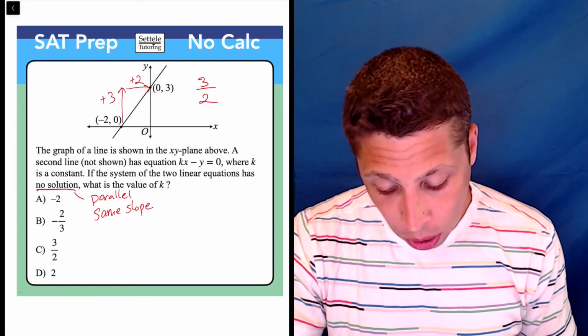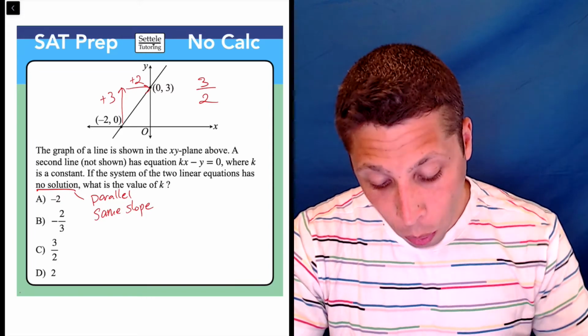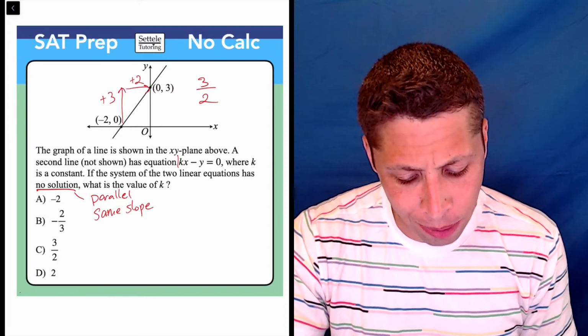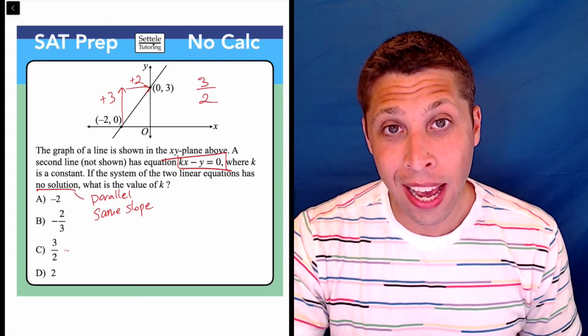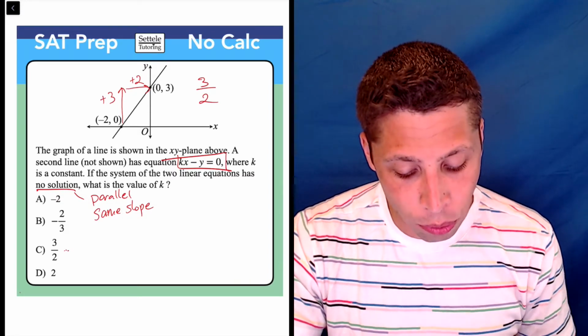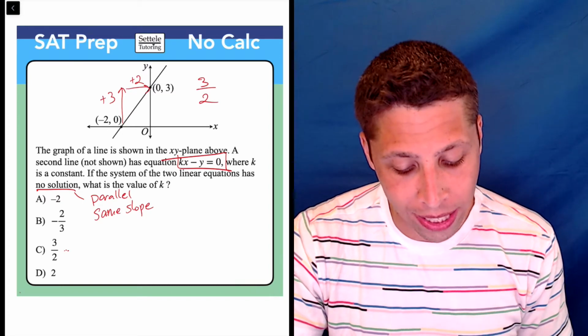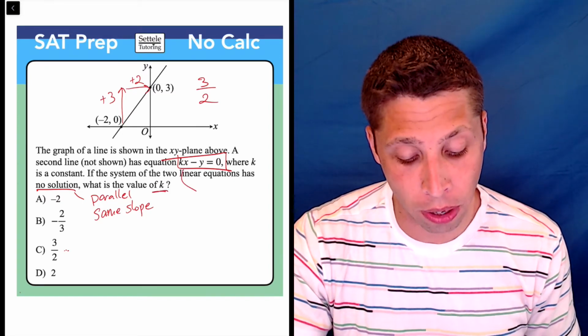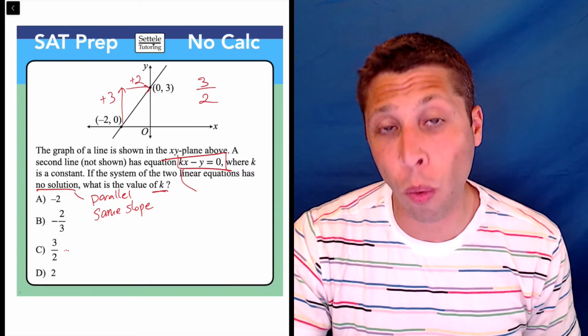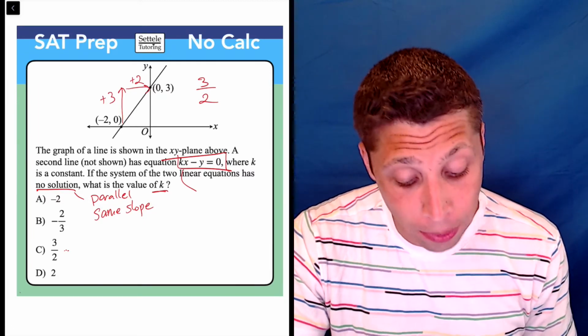So what is going to be the equation then of this other line? Well, you might be tempted to take a shortcut here and pick C. I would be very hesitant though, because I don't know the slope of this other line quite yet as far as K goes, which is what we're actually supposed to solve for, because this other line is not written in y equals mx plus b form. So I would manipulate it to get there.